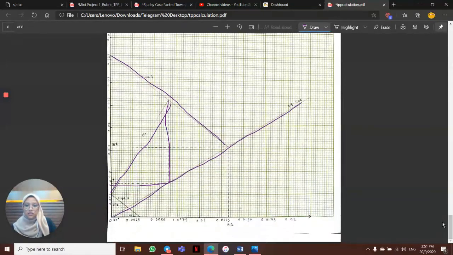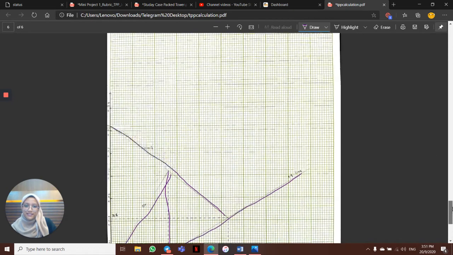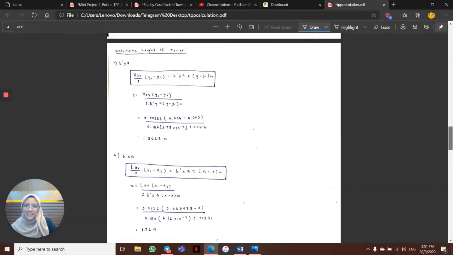Again, you will need to draw the second slope. This is the first point and this is the second point, and you just need to draw the line. As a reminder, slope 1 and slope 2 will have the same gradient like this.